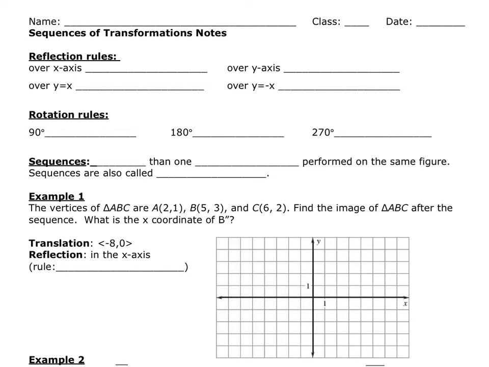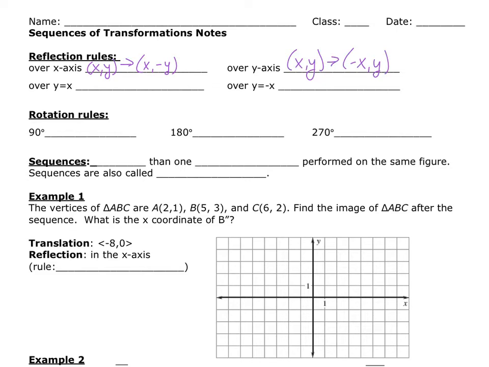So, reflection rules. If we reflect over the x-axis, we notice that the y value is just changing to a different sign. And that's because we are reflecting over the x-axis, or the other direction. If we reflect over the y-axis, we notice that the x value is changing signs, but the y will stay the same.